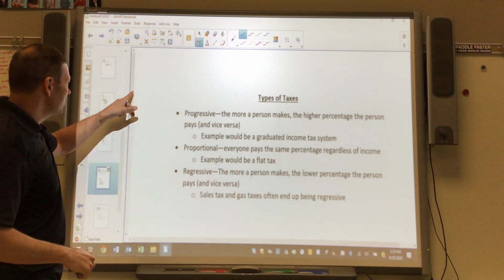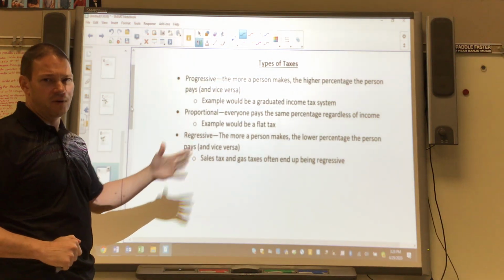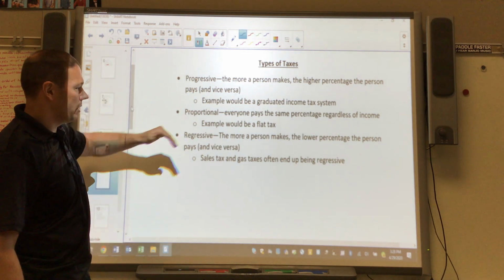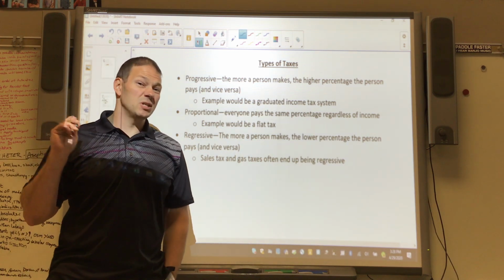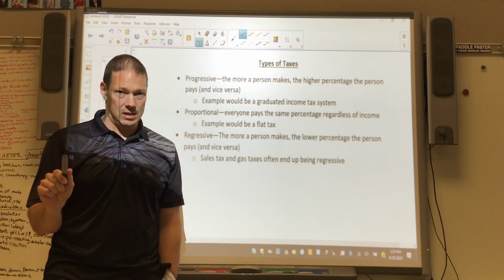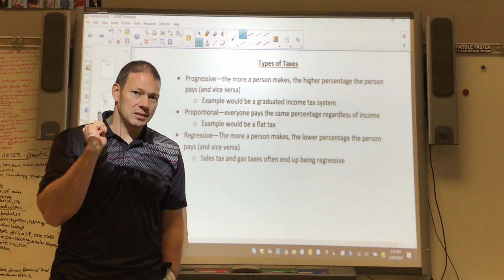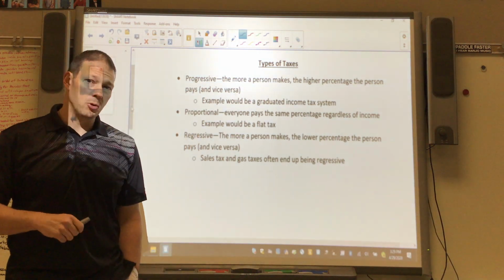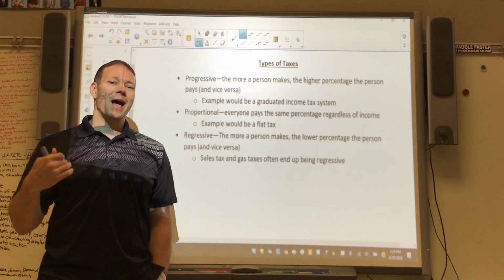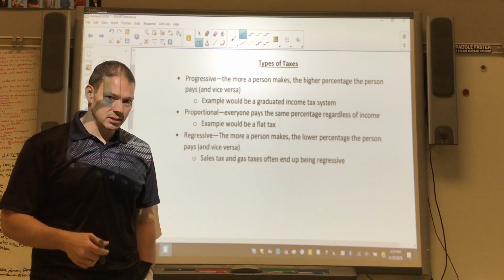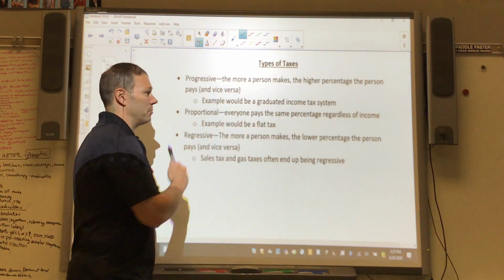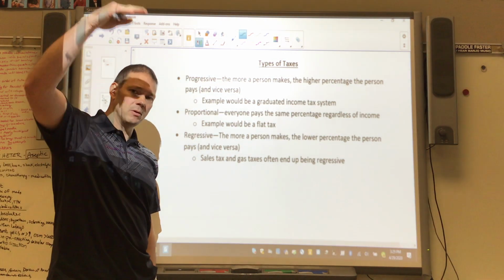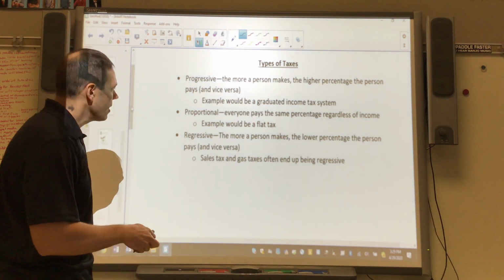All right, last couple concepts deal with taxes. First of all, this is just kind of a definition thing, types of taxes. The key to the three types, progressive, proportional, and regressive, is based on percentage. It's not amount paid. That will confuse you. It's always based on the percentage paid. Okay, so the definition is pretty simple. Progressive, the more a person makes, the more income they get, the higher percentage of their income they pay in taxes. That's called progressive. The best example of that would be what we have, a graduated income tax system. We have brackets. As you go up into another bracket, you pay a higher percentage.